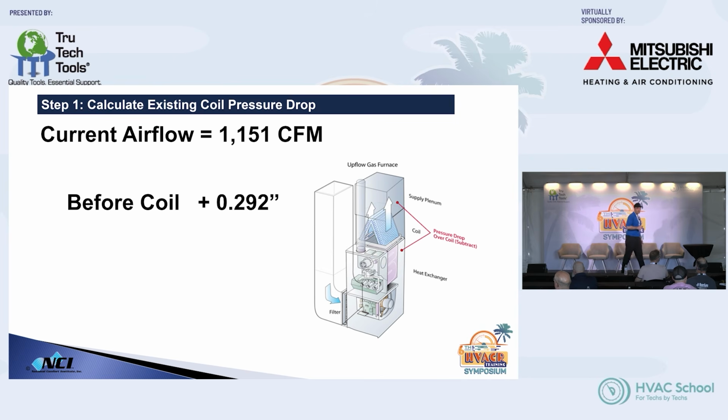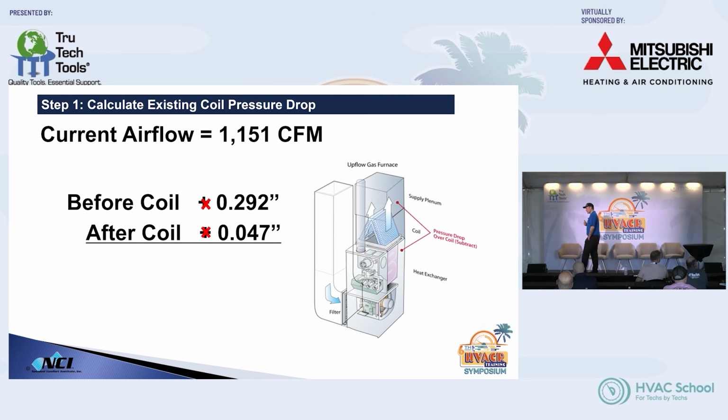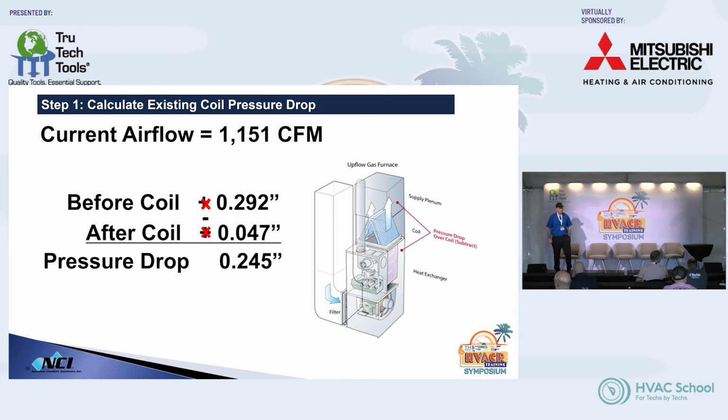We look at our before coil pressure. It's positive because we're on the outlet side, the discharge side of the fan, right? So 0.292. And then we look at our after coil. Same thing, we're just figuring out our pressure drop. Get rid of the signs, it's absolute values. And our pressure drop is 0.245, right?